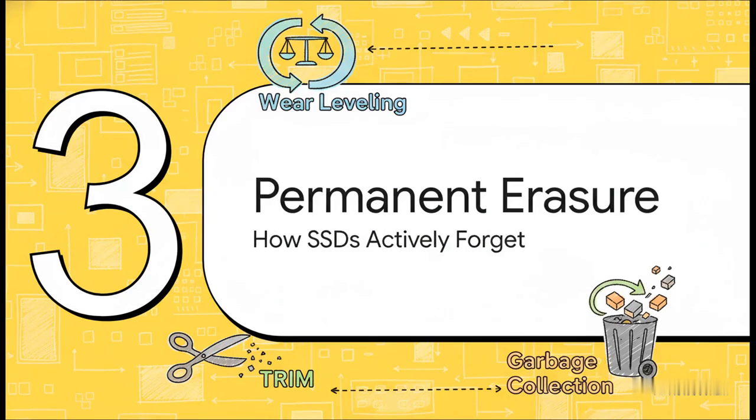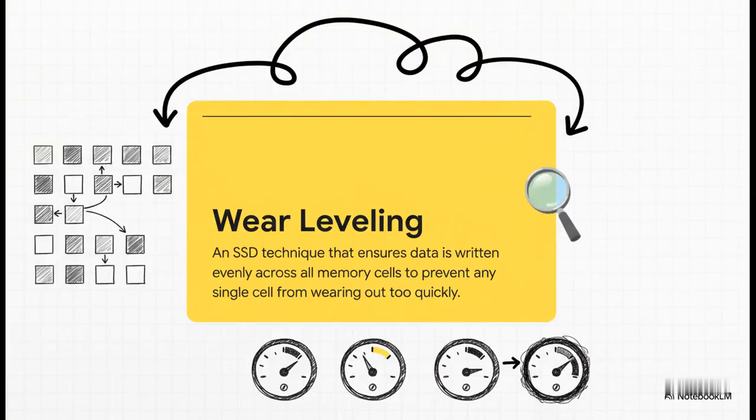So how does this brain actively forget your data? Well, it uses a team of 3 really powerful background processes. Let's break them down: wear leveling, trim, and garbage collection. Okay, first up, wear leveling.